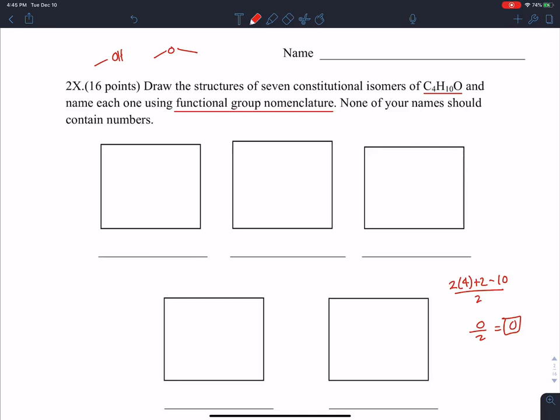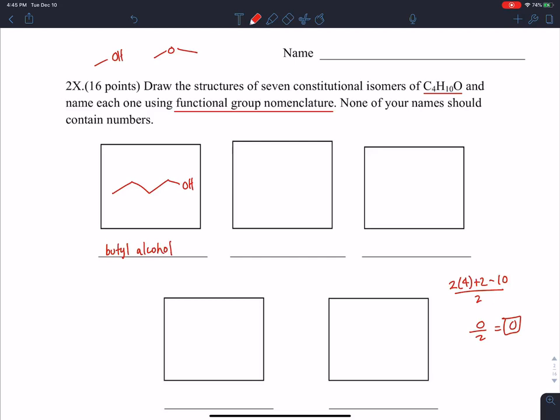So one of the most basic structures I can make is just an alkyl alcohol at the end like that. And if we're naming them by functional group nomenclature, this should be called butyl alcohol.